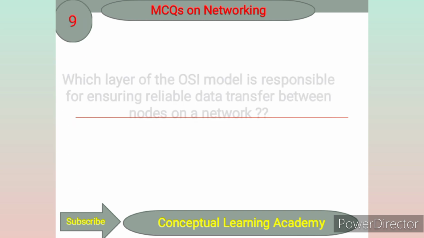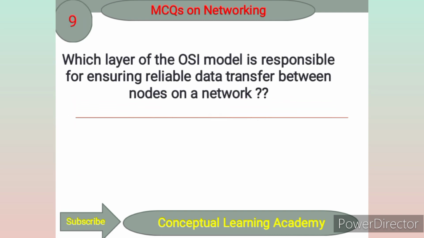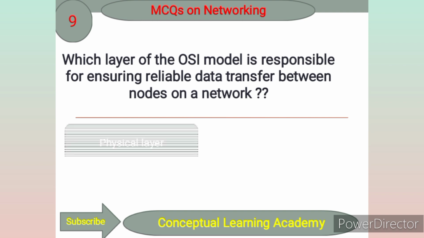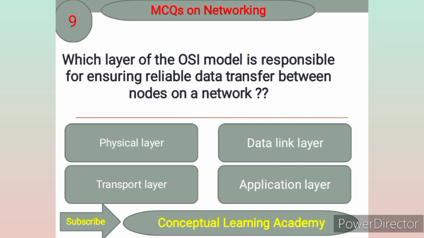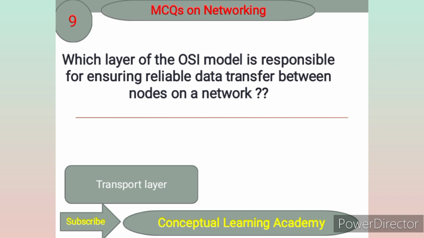Question number 9. Which layer of the OSI model is responsible for ensuring reliable data transfer between nodes on a network? Option number 1, physical layer. Option number 2, data link layer. Option number 3, transport layer. Option number 4, application layer. The correct answer of this question is transport layer.